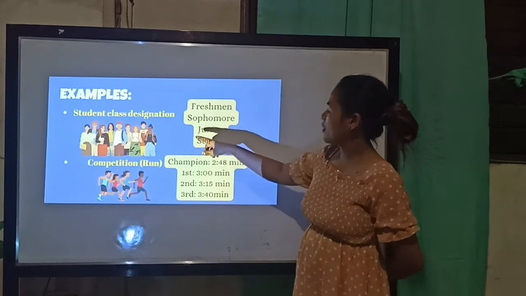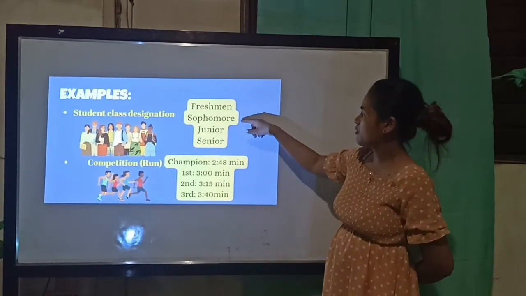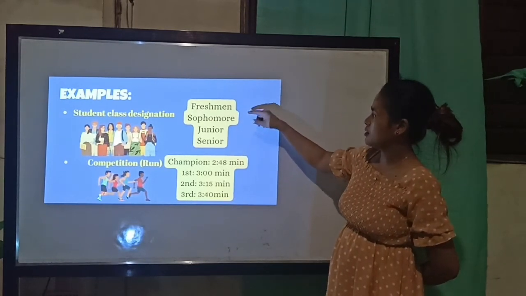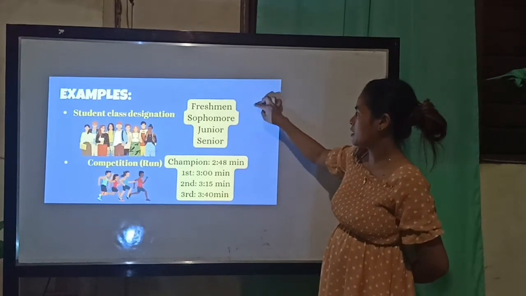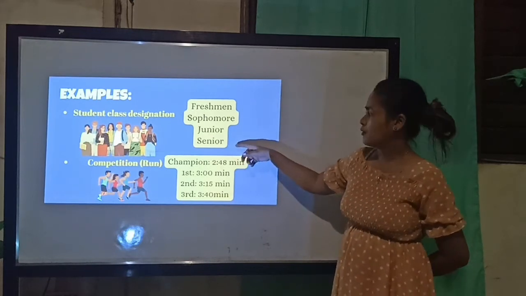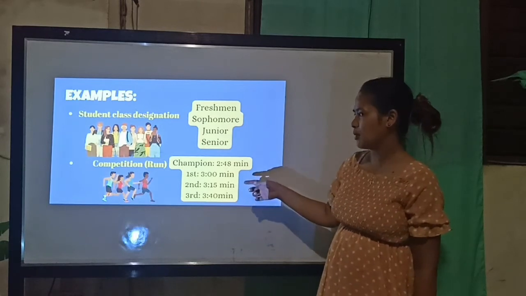So we have the variable student class designation and the data is freshman, sophomore, junior, and senior. So this is an example of an ordinal. The students can be grouped as freshmen, first year; sophomore, second year; junior, third year; and senior for the fourth year.